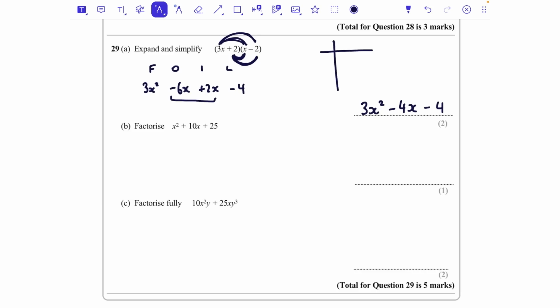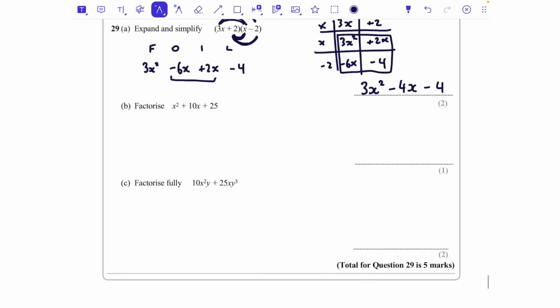You also might like to do that in a table. So 3x add 2 and x minus 2, and we're multiplying together. And then just filling out the table, we've got 3x squared, 2x, minus 6x, and minus 4. And then all these terms come together to be your answer.